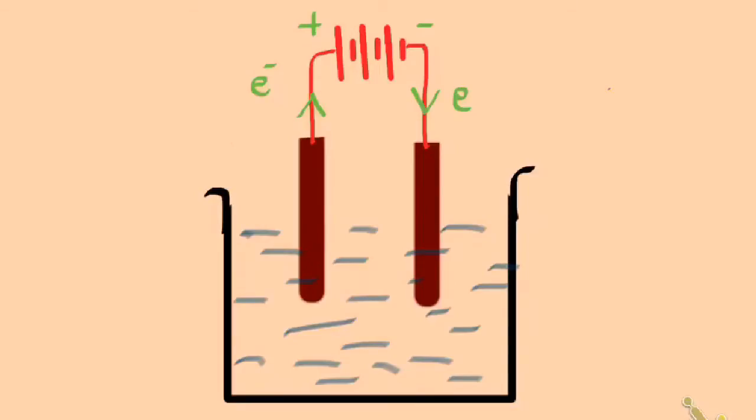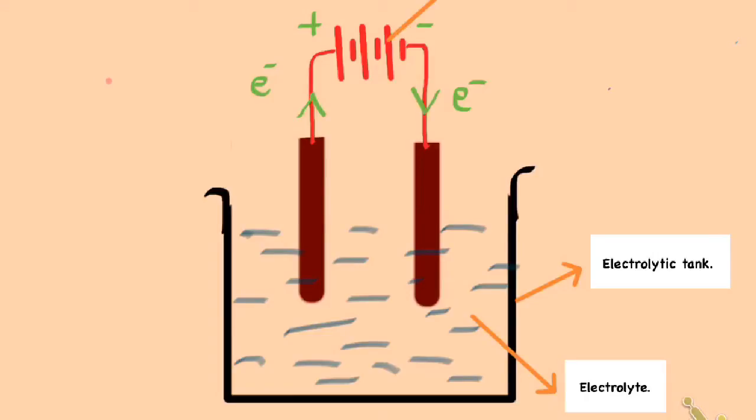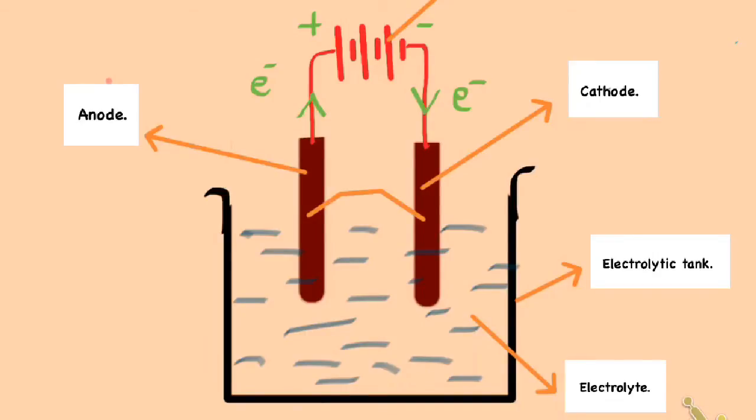Shown here is the apparatus used during electrolysis. It is called the electrolytic cell. Now let us see what is in it. This is the electrolyte. The electrolyte is kept in an electrolytic tank. Here is the battery, which is connected to two poles which are immersed in the electrolyte, called the electrodes. The electrode, which is the positive terminal of the cell, is the anode, and the cathode is the negative terminal of the cell. The anode attracts anions, and the cathode attracts the cations.